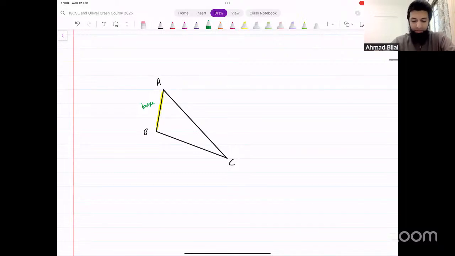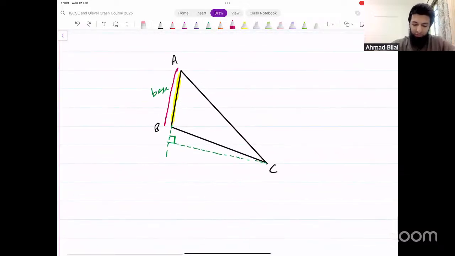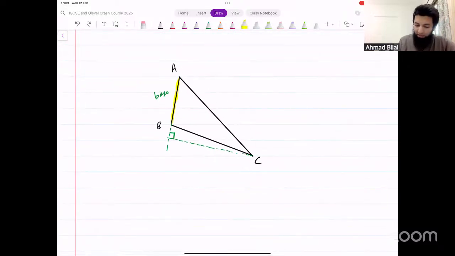If this is the base, the height is going to be the perpendicular from the third vertex, from the third point to this base. Again, this is outside the triangle now. Base is only this yellow part. You're not going to extend the length of the base because of that. The length of the base is just this much. But then the height is going to be this length here. We will consider this as the height of the triangle.